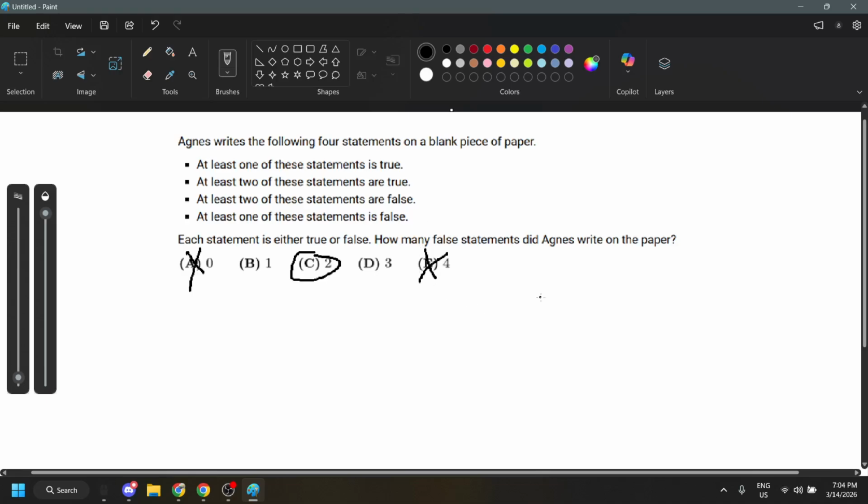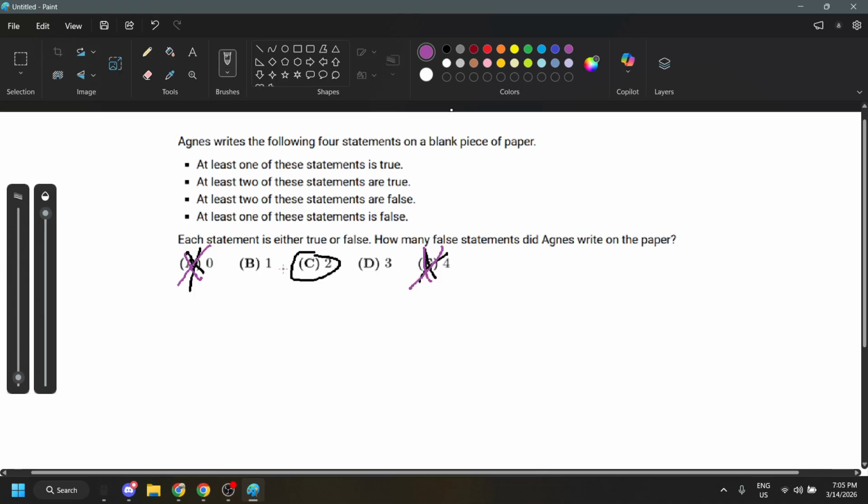So, how many false statements did Agnes write on the paper? Solve it in a different color. Yeah, you choose purple. I would have done the same thing, starting with Galaxy to cross off A and E.